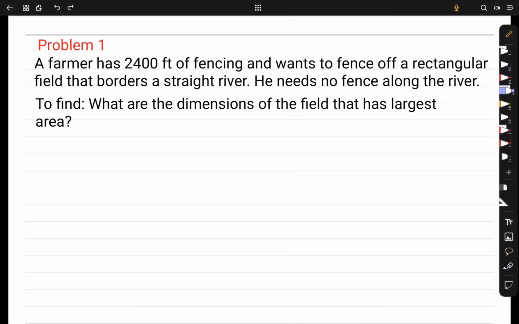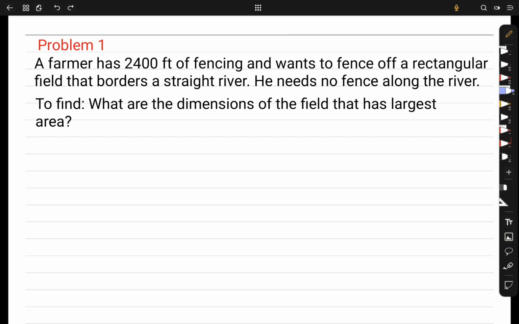Okay, let's have the problem number 1. A farmer has 2,400 feet of fencing and wants to fence off a rectangular field that borders a straight river. He needs no fence along the river. To find what are the dimensions of the field that has largest area.